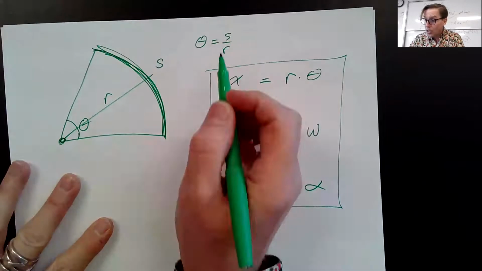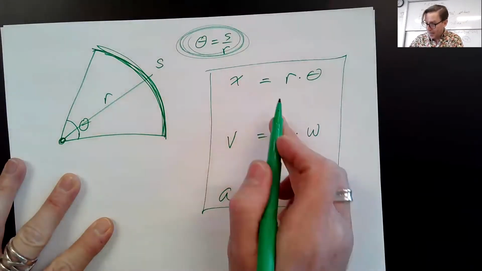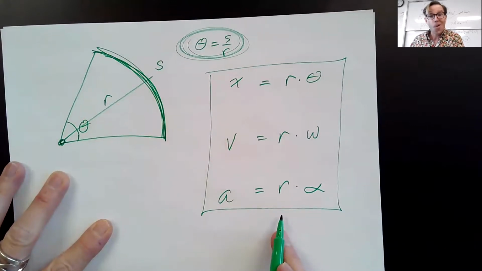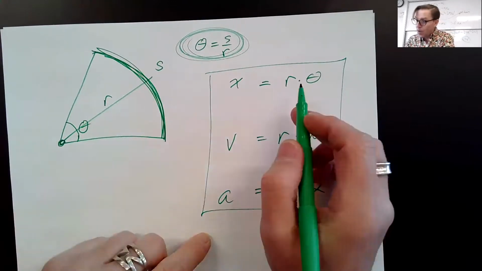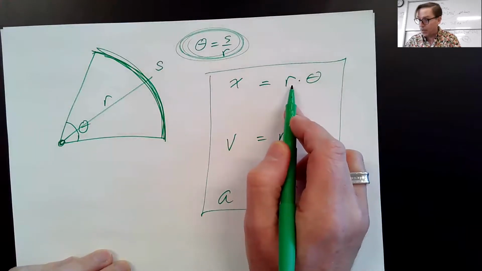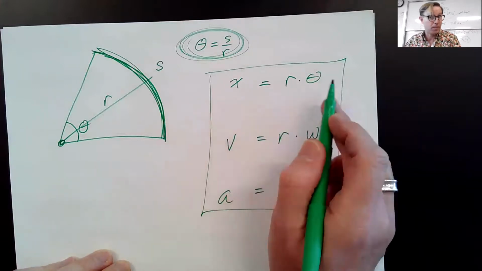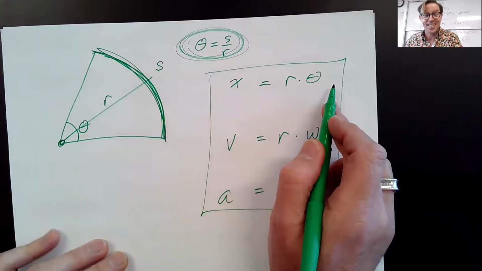So either start with what you should know from your math class and translate it into this, and then just make the next two. Or look at the units. What's the unit for theta? No unit. What's the unit for radius? Meters. What's the unit for x? Meters. Does meters equal meters times no unit? Yes, it does. That works.